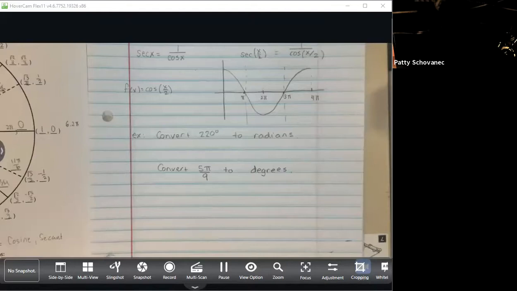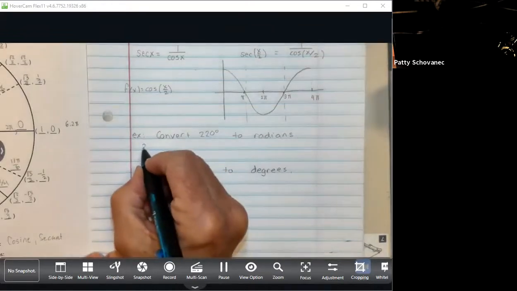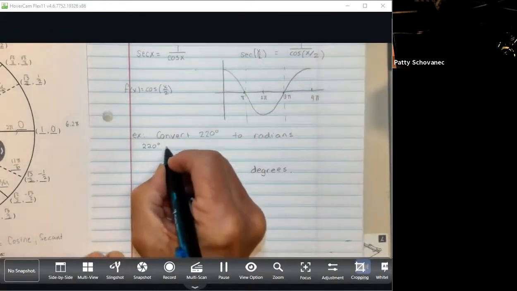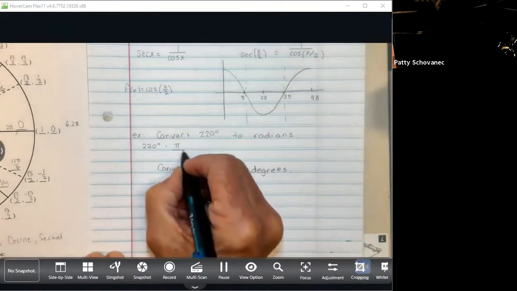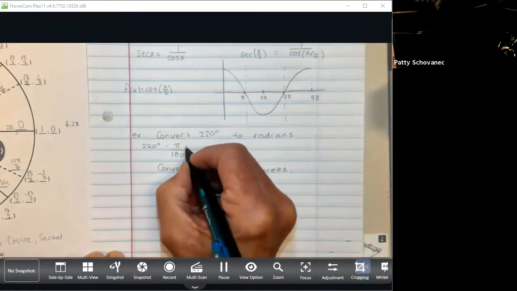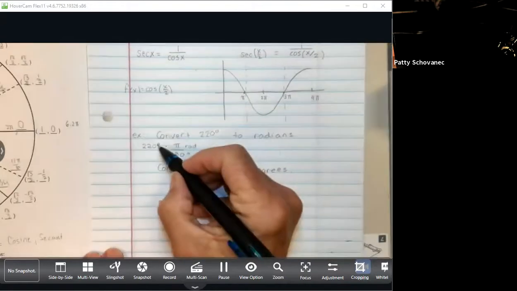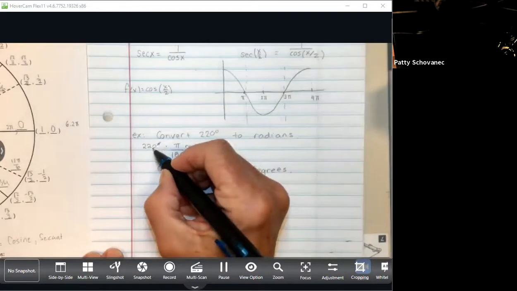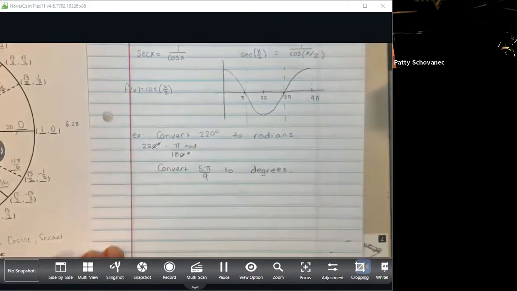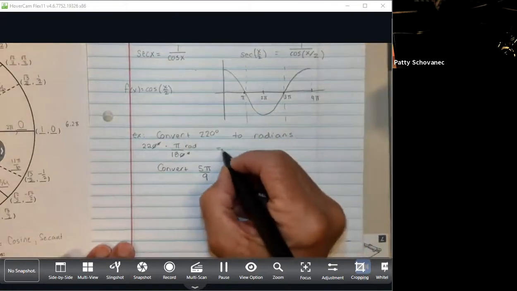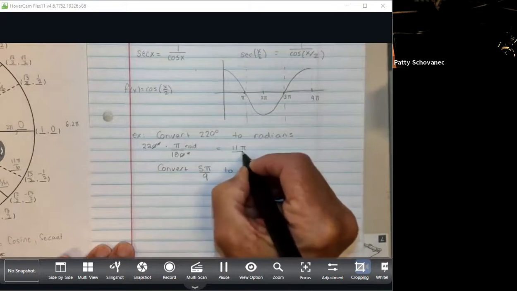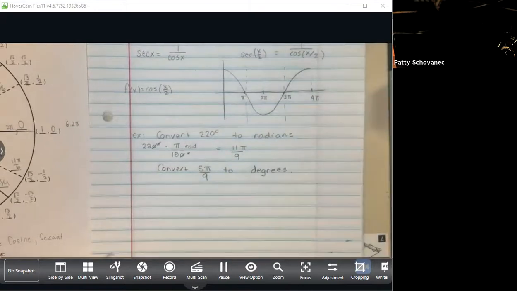All right, let me do the conversion for you. To convert from degrees to radians, there are pi radians in 180 degrees. So that will cancel the degrees. We can cancel the zeros. And then look at 22 over 18. Both are even numbers, so I can divide them both by 2 and get 11 pi over 9.